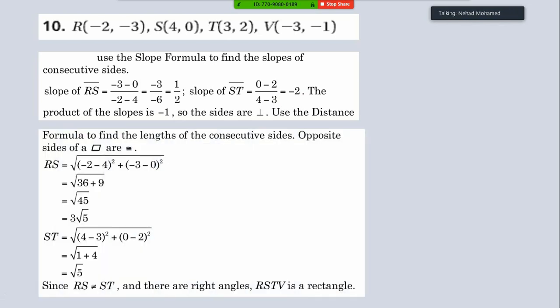This parallelogram, is it a rhombus or not? Adjacent sides are 3 root 5. Mister, I did not understand where the negative 1 comes from. If we have two slopes and their product is negative 1, then they are perpendicular. From the previous lesson, if the product of the slopes of two line segments is negative 1, then they are perpendicular. Now, are the consecutive sides equal? No. Then this shape is not a rhombus, only a rectangle, because the sides are perpendicular and have a right angle. Easy?